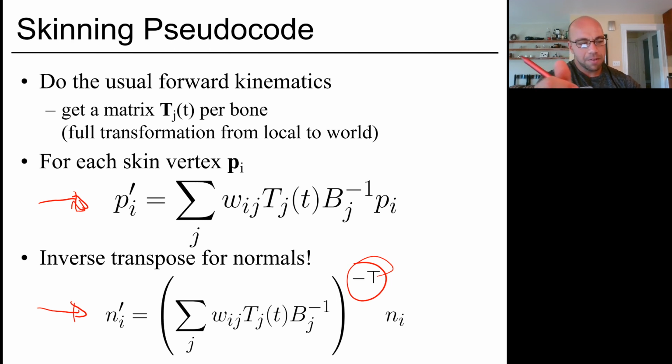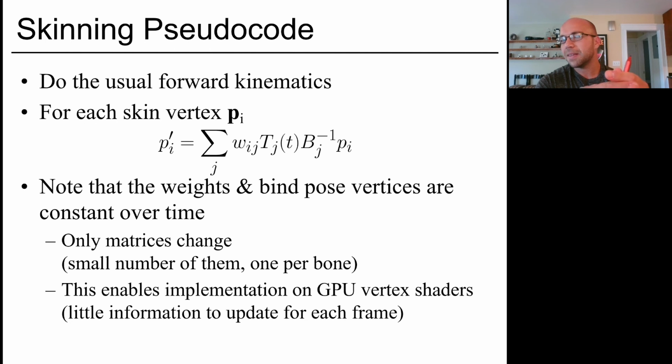Okay, so a few more things to note. One is that typically the weights and the bind poses are constant over time, right? Those are like painted by the artist ahead of time. So the only matrices that change are these TJs. So there's actually a lot of opportunity here for pre-computation.